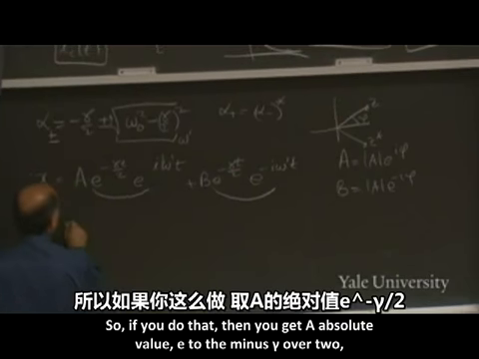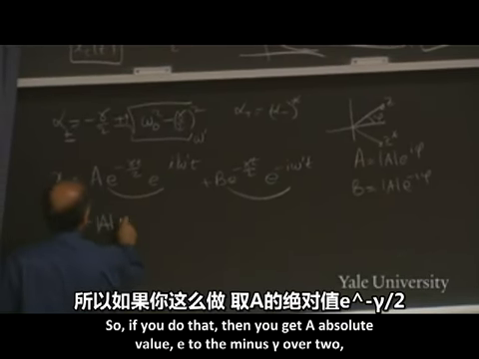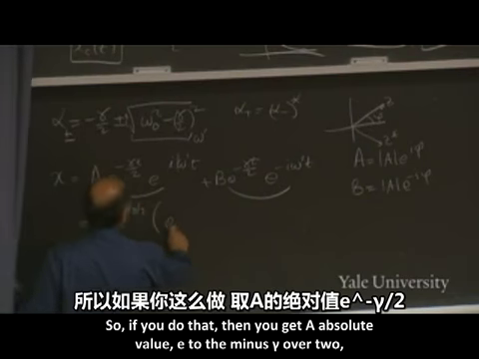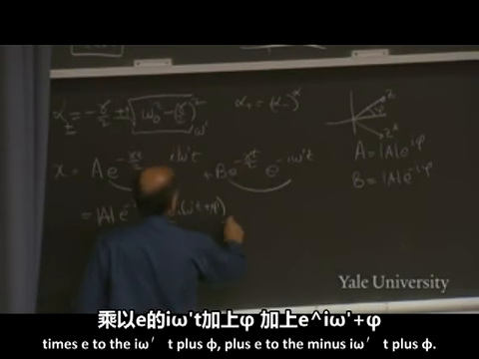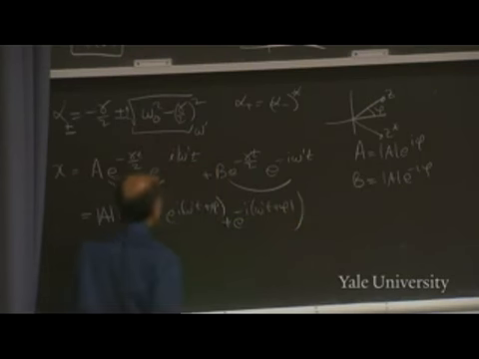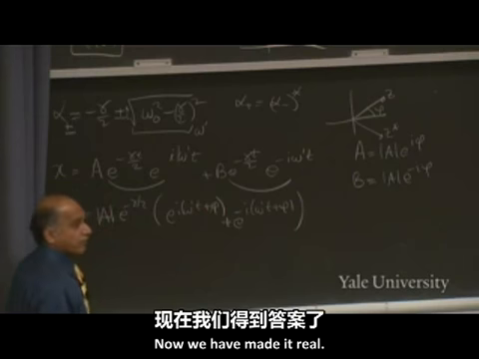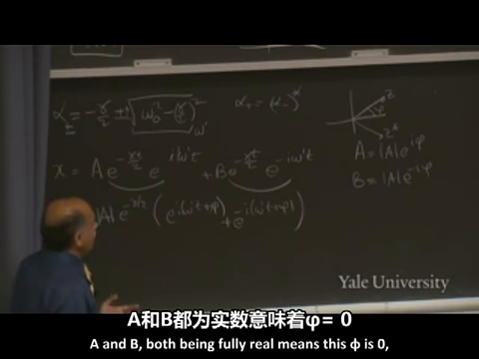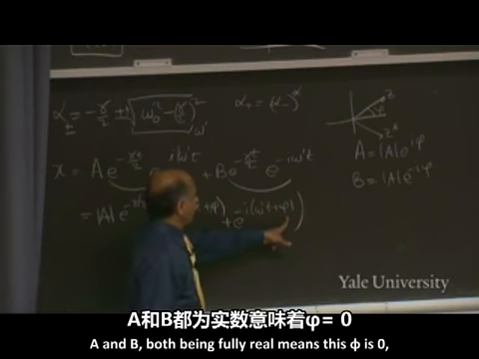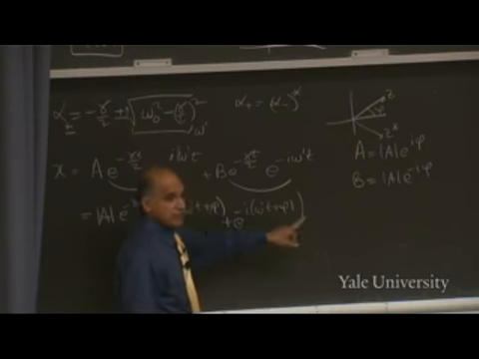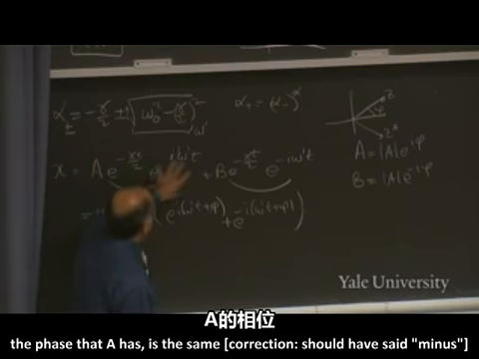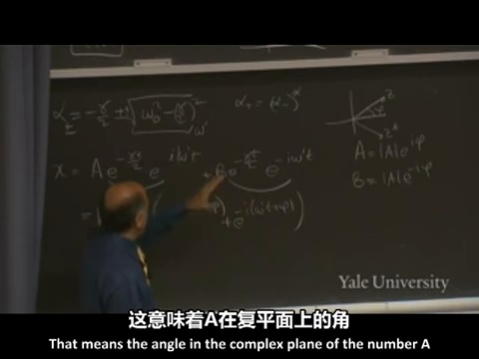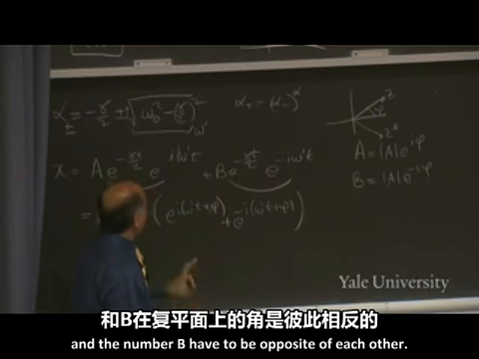So if you do that, then you get the absolute value of A, e to the minus gamma t over 2, times e to the i (omega prime t plus phi) plus e to the minus i (omega prime t plus phi). Now we have made it real. A and B both being fully real means this phi is 0, but phi doesn't really have to be 0. That is too much of a restriction. Phi can be whatever you like, provided the phase that A has is the same as the phase that B has. That means the angles in the complex plane of the numbers A and B have to be opposite of each other.